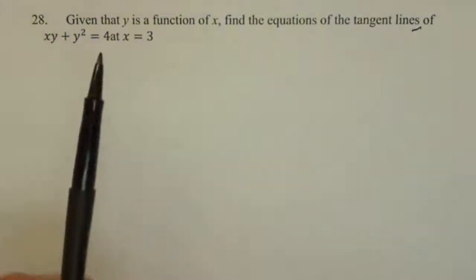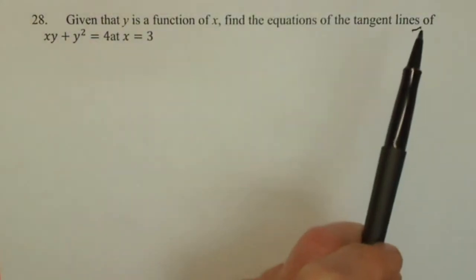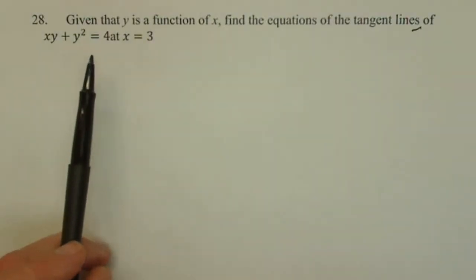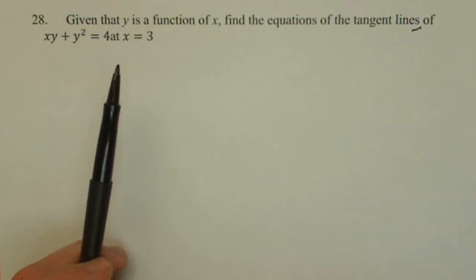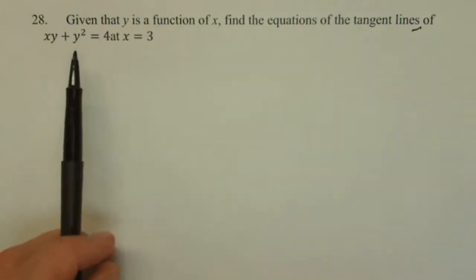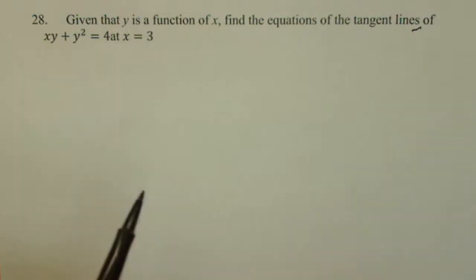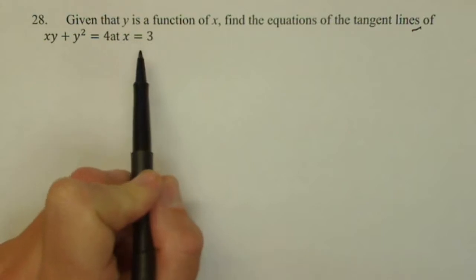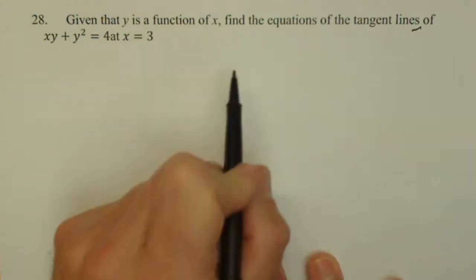So we're going to find the equations of the tangent lines, plural, to the implicit equation xy plus y squared equals 4 at x equals 3. So there's actually going to be multiple tangent lines because we have an implicit equation. So they'll actually have the same slope, they'll just go through different points. So let's start off by finding those points. We need the y values associated with this x.